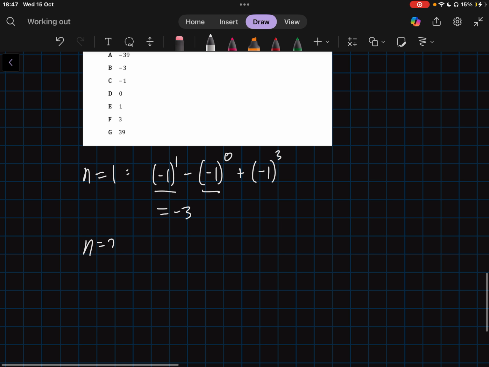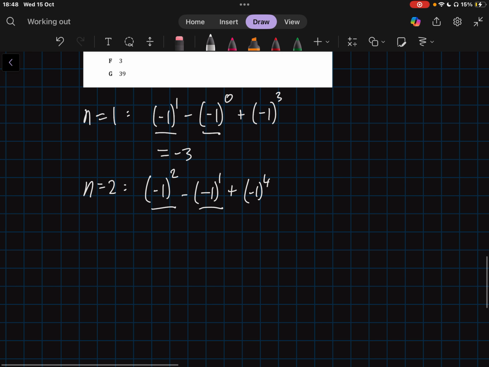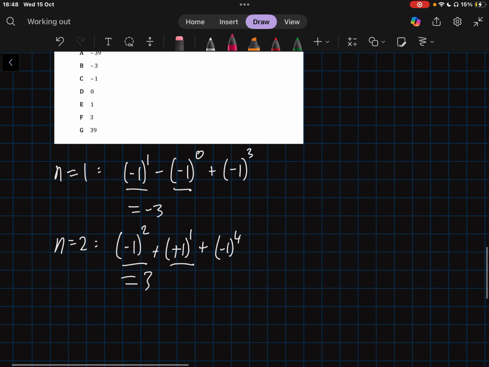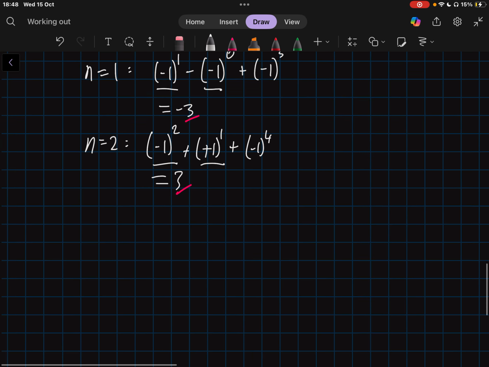Moving on to n equals 2. We're going to have (-1)^2 - (-1)^1 + (-1)^4. Now this is going to be 1. This is also going to be 1 because we're subtracting minus 1, so these add. And then this is also going to be 1, so this is going to be 3. We noticed that this is minus 3 and this is 3. I think I'm starting to see a pattern here.